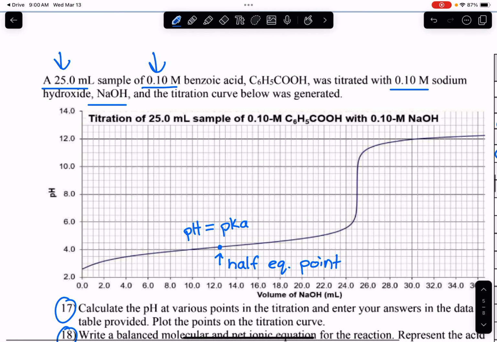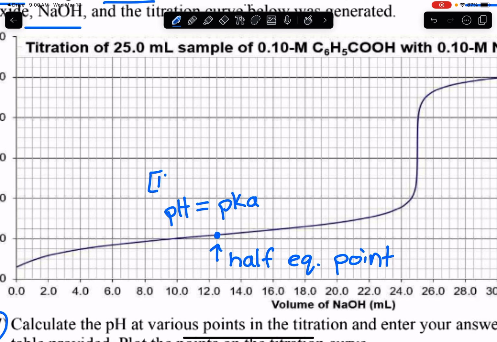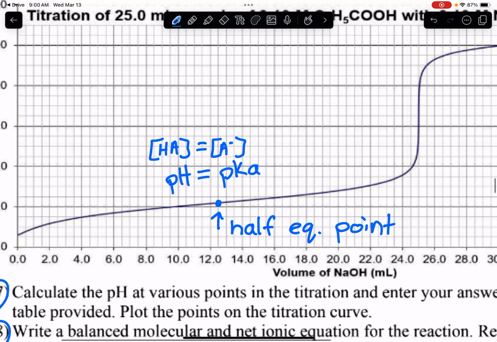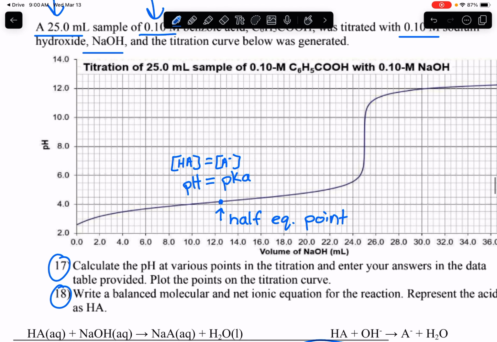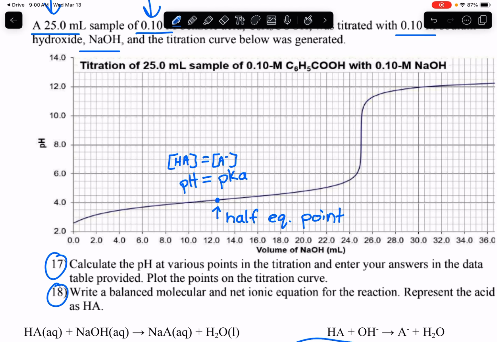So then the other thing that is true is that the weak acid is equal to its conjugate base at this point. We have titrated enough so that this is true. The weak acid is equal to the conjugate base, and the pH is equal to pKa, and this all happens at the half equivalence point. So that is what is needed from question 19.